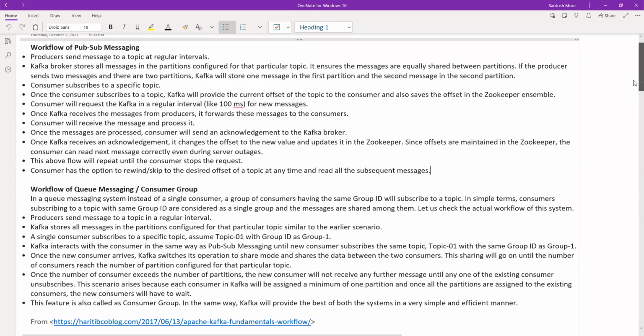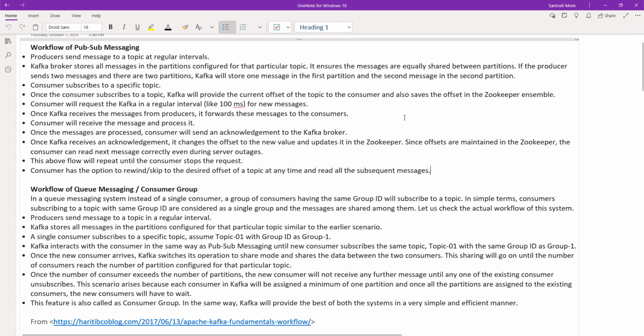Because this persistent storage is more durable, and we also know the retention depends on the retention policy. If the retention policy is that messages never expire, it means the messages will be on the hard disk forever, and therefore you can use that in different ways, because sometimes analytics would like to view the previous data, and it is always good in those cases, right? So that was the workflow of pub sub messaging.